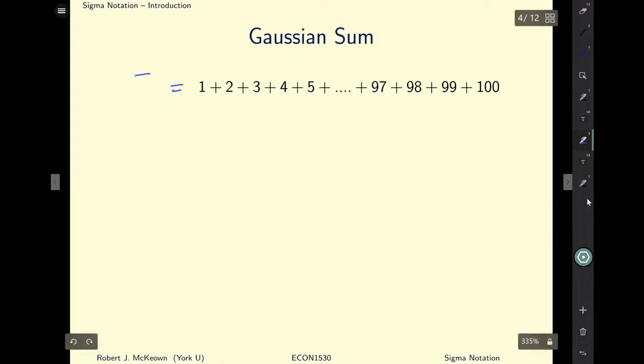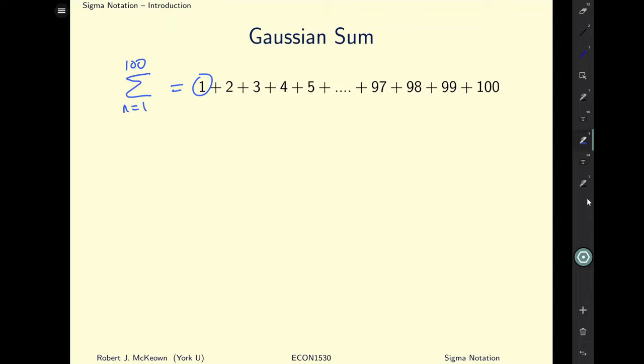I'm going to pick a name for my index, so why don't I call it n? And we're starting at 1. And we're going to sum up to 100. So that's what it would look like in sigma notation.